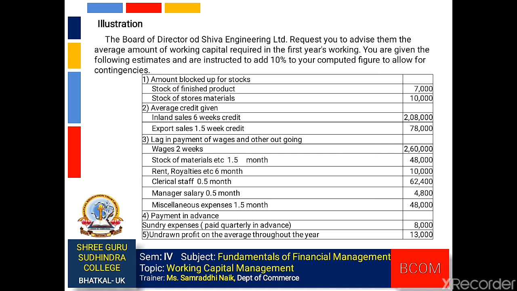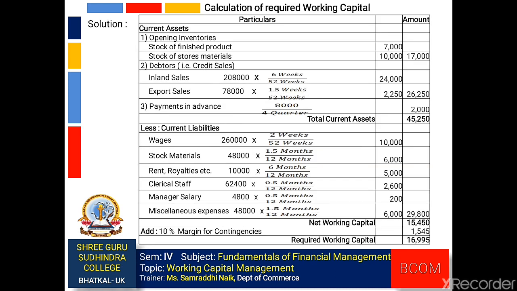The illustration contains the following information such as amount blocked up for stock, such as stock of finished product, stock of raw material, average credit given on inland sales, export sales, lag in payment of wages, stock of material, rent, royalties, etc., clerical staff, manager salary, miscellaneous expenses, etc. Now we'll discuss the solution.